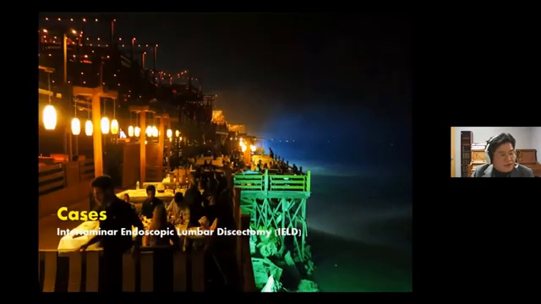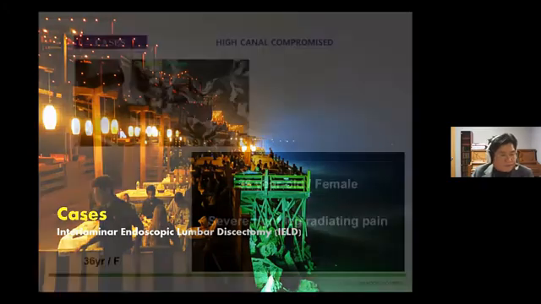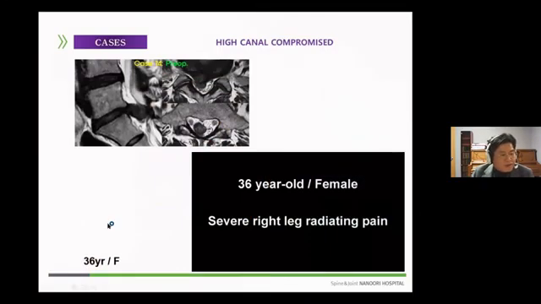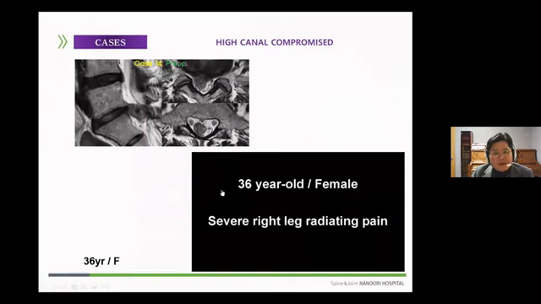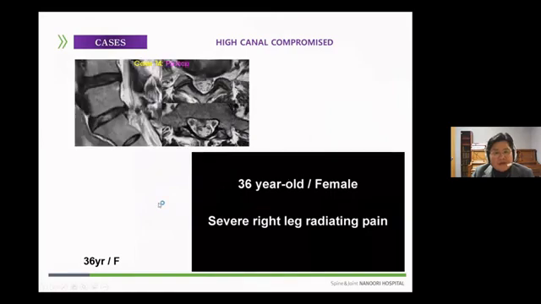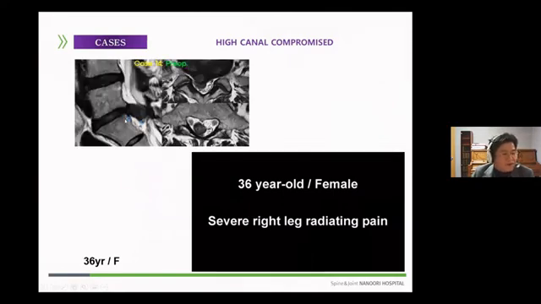Let's look at the L5S1 interlaminar endoscopic lumbar discectomy cases. Structural preservation interlaminar endoscopic lumbar discectomy can be effectively performed even in severe disc protrusion, as in these cases.